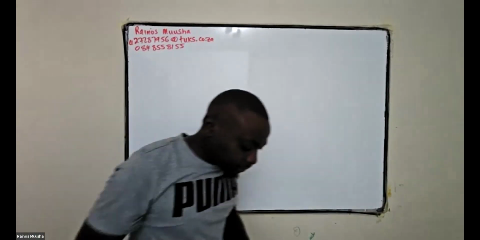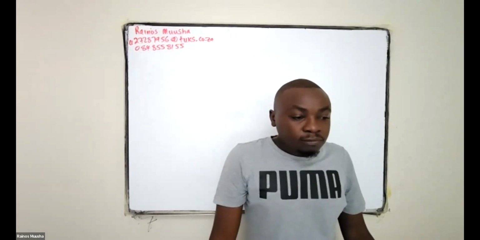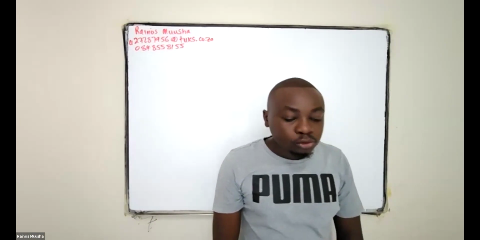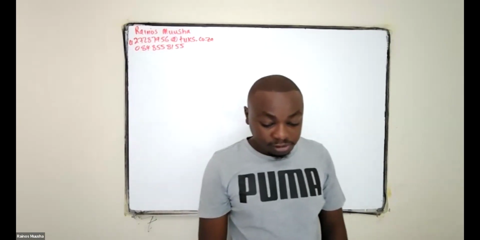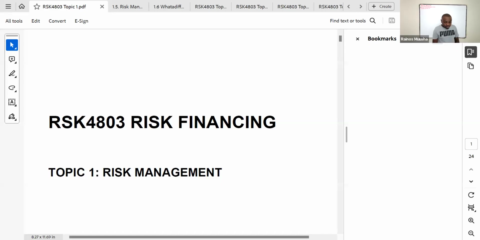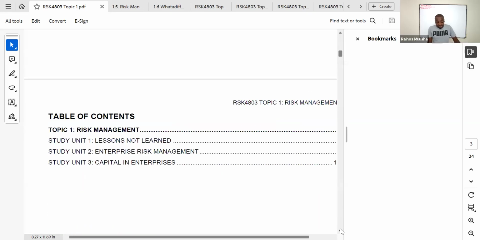So when you look at RSK4803, we are looking at risk financing. And for this particular module, there are 6 topics that we're going to be covering. The first topic looks at a general overview of risk management, and for that particular topic, it's going to be covering 3 study units.